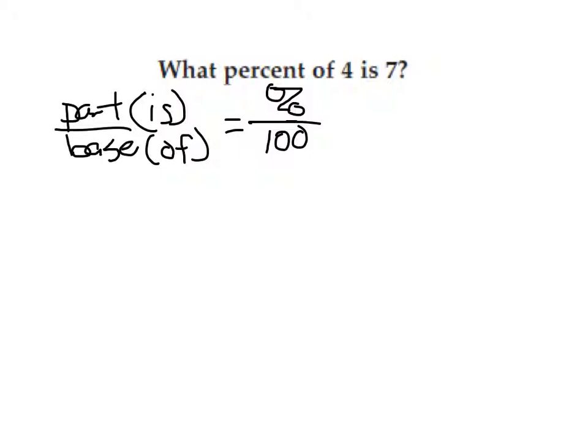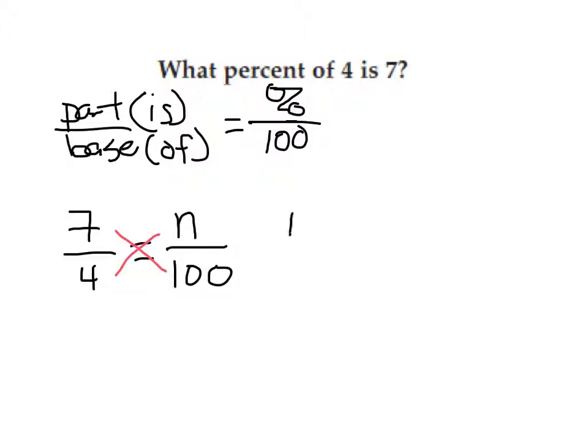So we got of 4, so that means that's the base. Is 7, and that's the part. What percent? That means we're going to change that to a variable because we don't know what it is, and we'll always have 100 with the percent. We're going to go ahead and cross multiply. I'm going to start off with 4 times n is 4n. Include the equal sign between the two, and then of course I'll do 7 times 100, 700.